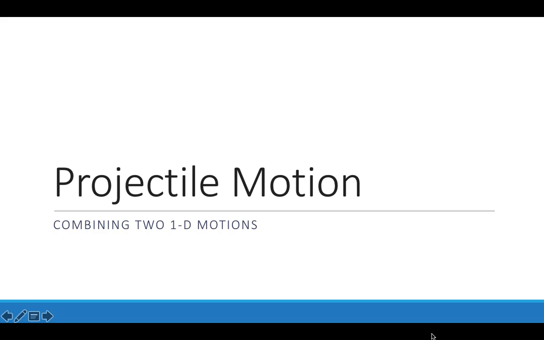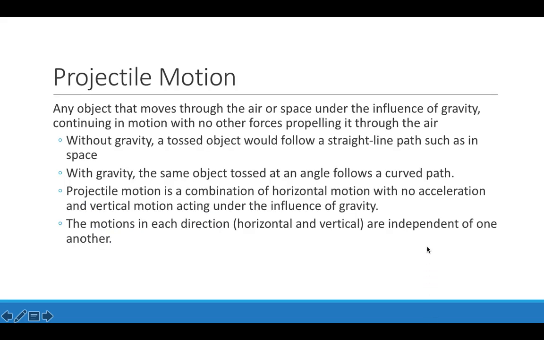This lecture deals with projectile motion, specifically looking at how projectile motion is a combination of two one-dimensional motions. So projectile motion is basically motion where an object is thrown from some angle or released from the top of a building where it moves off horizontally. And when it's moving through the air, it's moving only under the influence of gravity. So there can't be anything that's propelling it forward, and there's no air resistance.